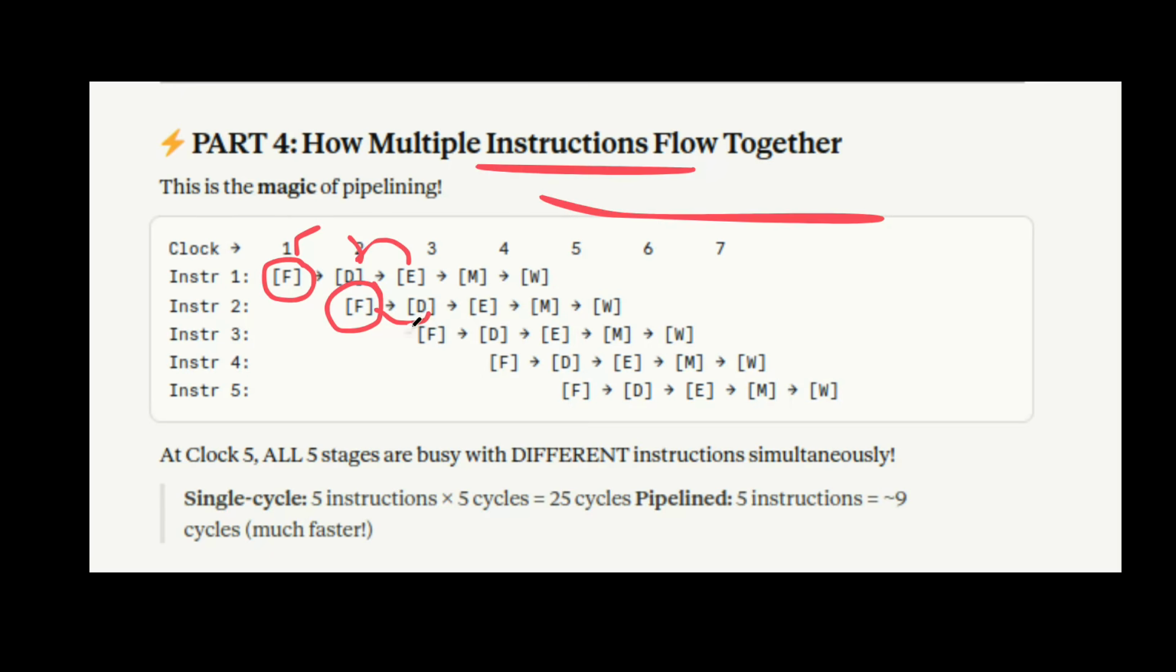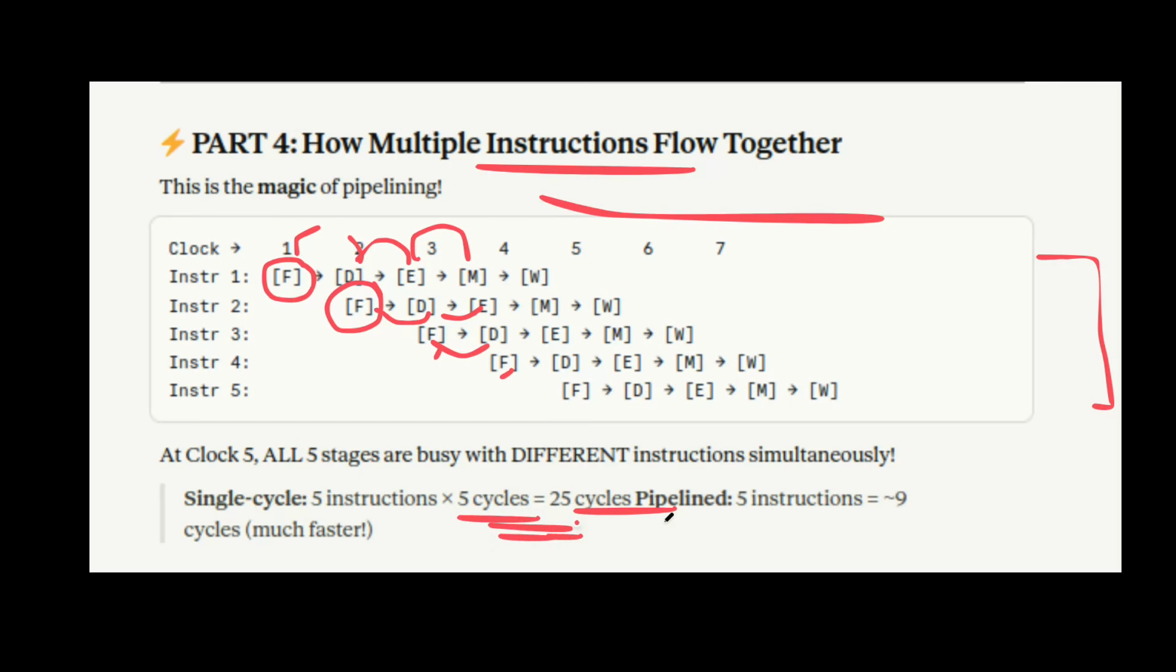So therefore instruction 3 can come into the fetch stage. In the next clock cycle, instruction 1 would go to the memory stage, so instruction 2 can go to the execution stage, so instruction 3 can go to the decoding stage. So instruction 4 would come into the fetch stage, like this. So 5 instructions are executed in 5 clock cycles.